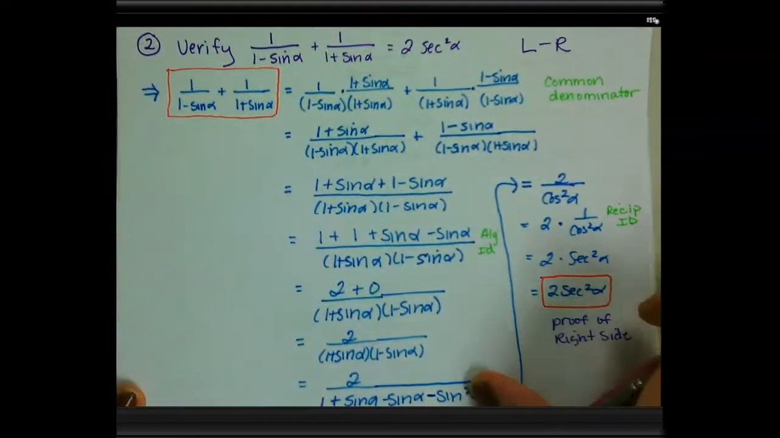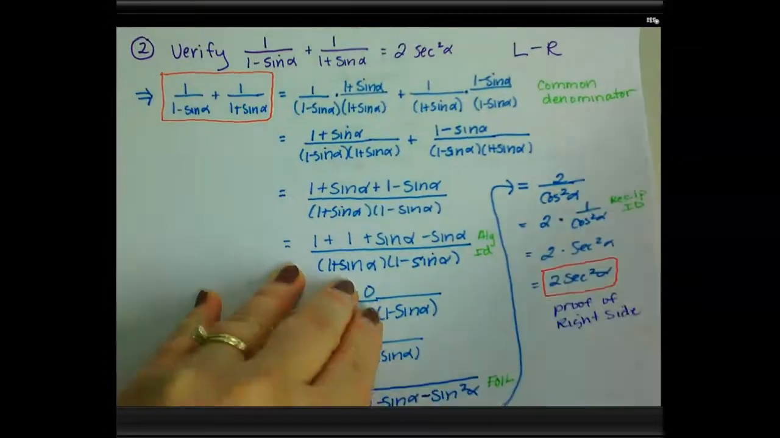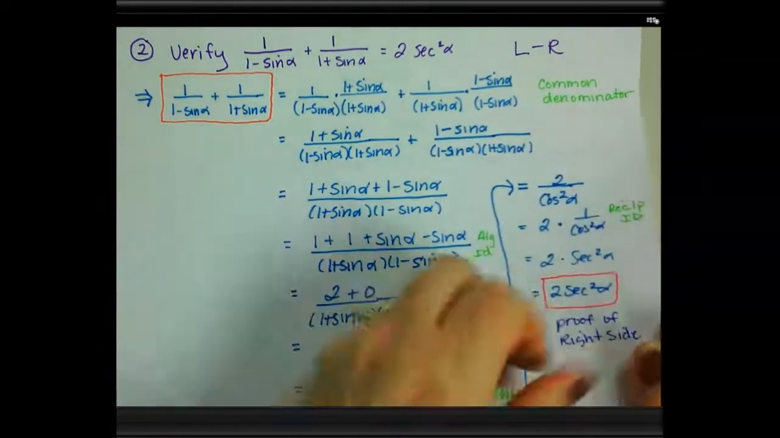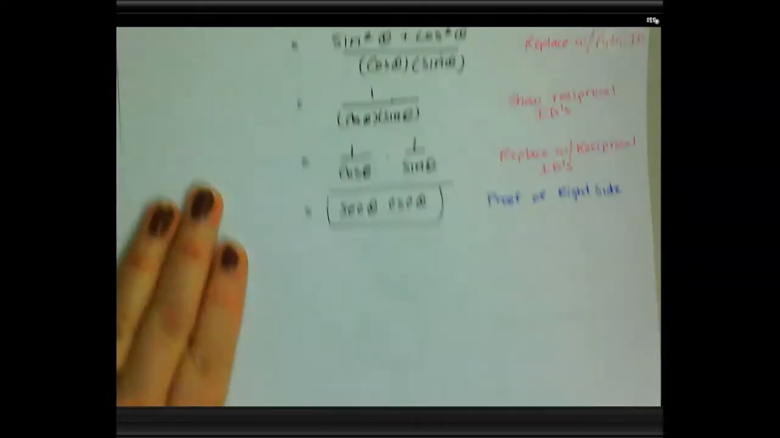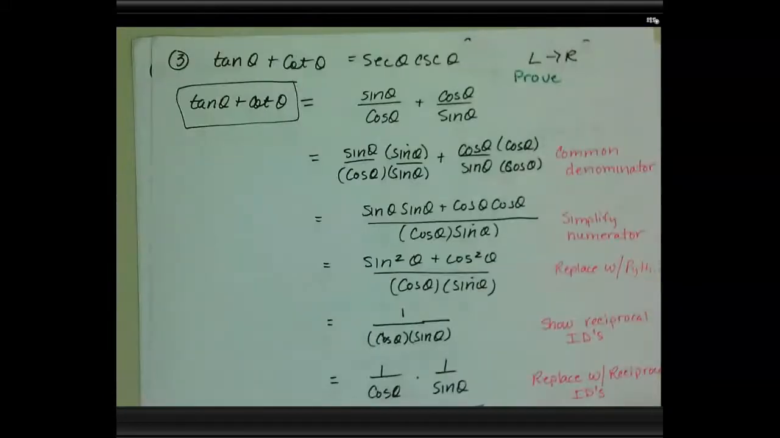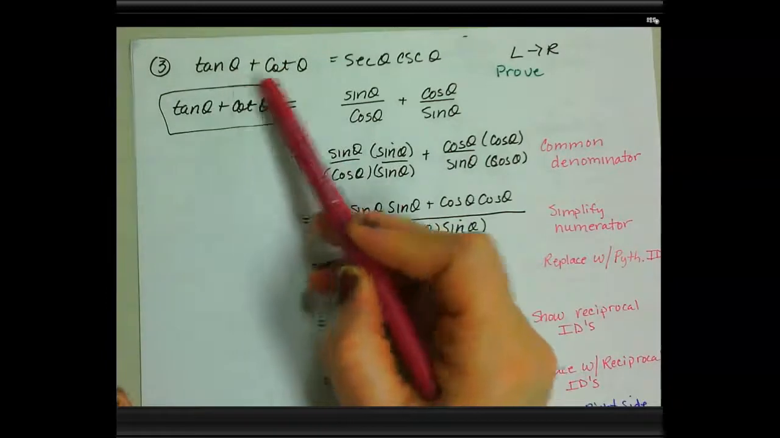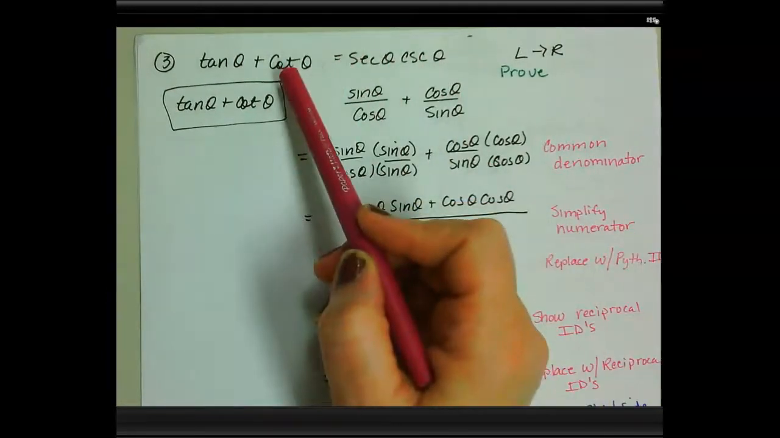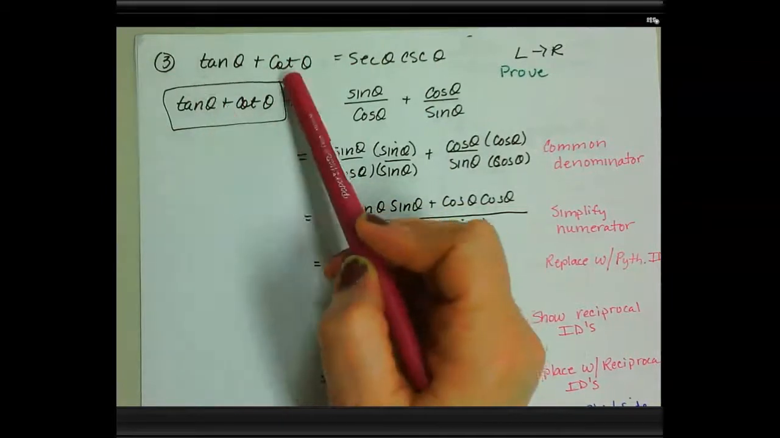So again, I'm just doing some examples here to show you and help you work through so you have some different strategies. Let me get on to the next page here. All right, so on this one, number 3, we are proving tan theta plus cotan theta equals secant theta cosecant theta. I tend to go with this one because I have two separate things to work with.